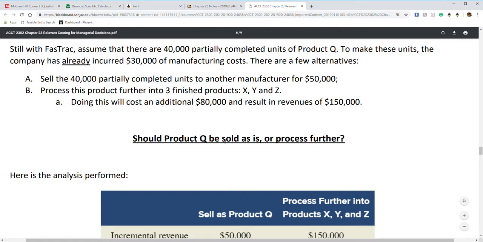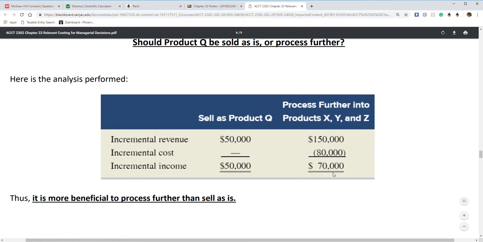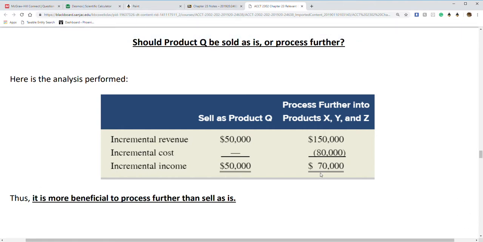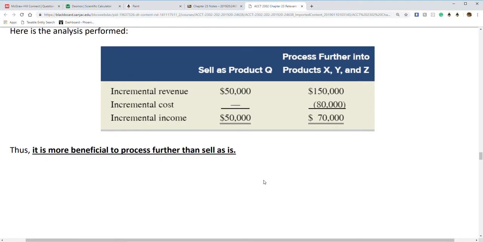So additional cost of 80,000: 150,000 minus 80,000 is 70,000. So 70,000 is greater than 50,000, which means Professor B was always right, and it is more beneficial to process further than selling as is. So now we have the Powerpuff Girls. So we should sell as is. It's better.